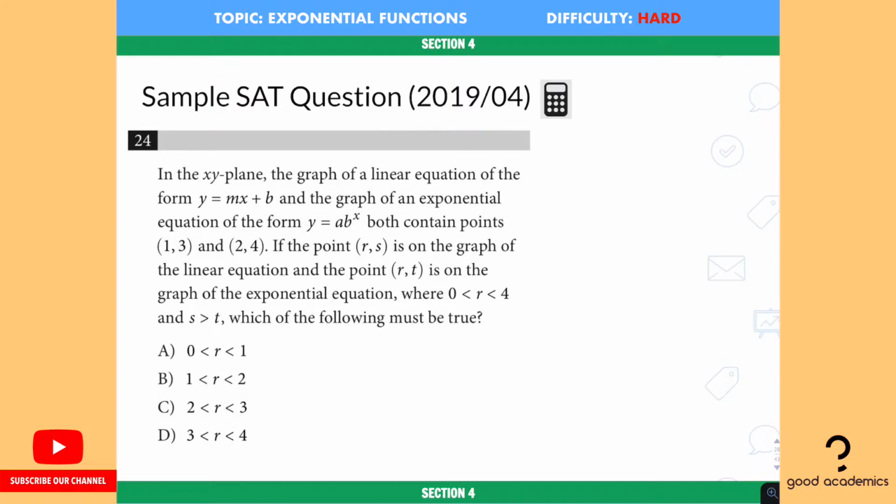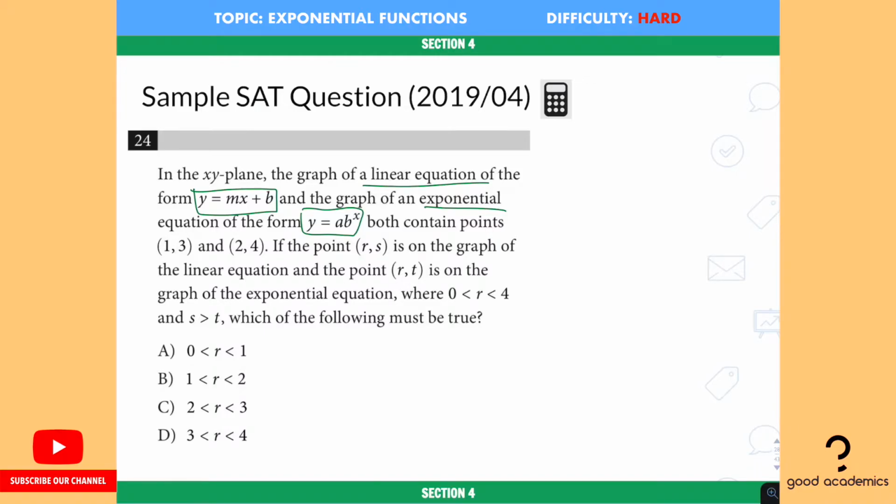I would consider that this question alone is the hardest and kind of most complicated question on the entire exam for the math portion. It says that there are two lines. There's a linear equation y equals mx plus b, and there's an exponential equation y equals b to the x power. They both contain points (1, 3) and (2, 4).